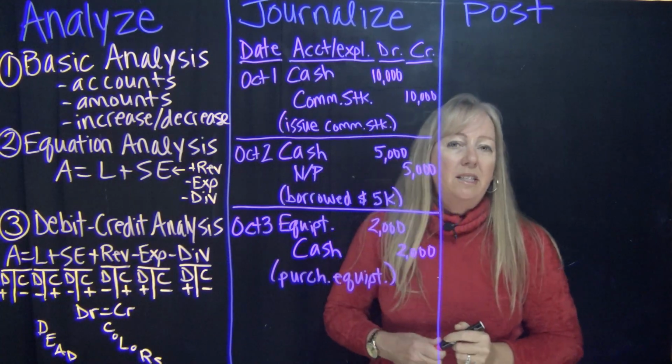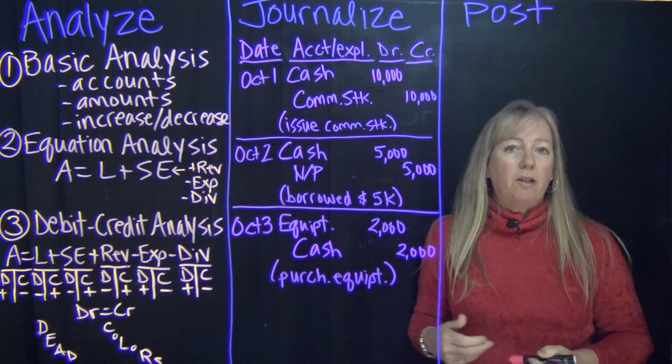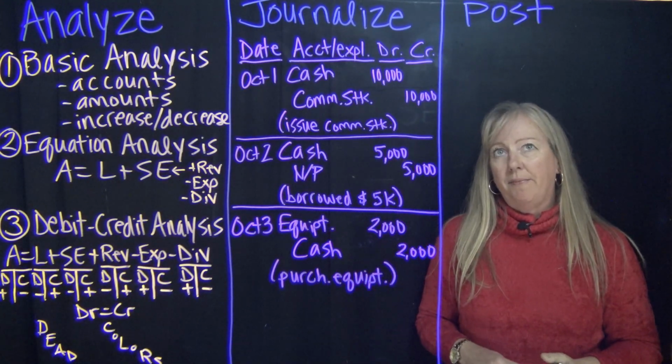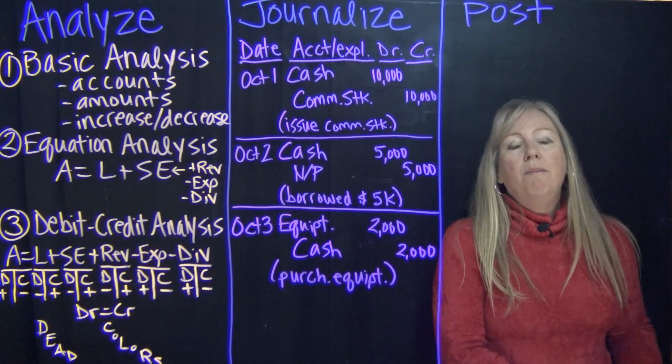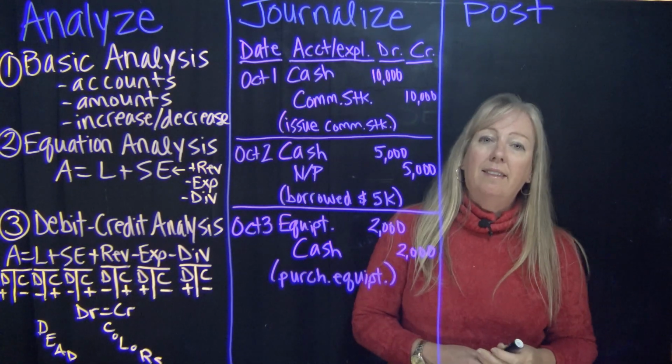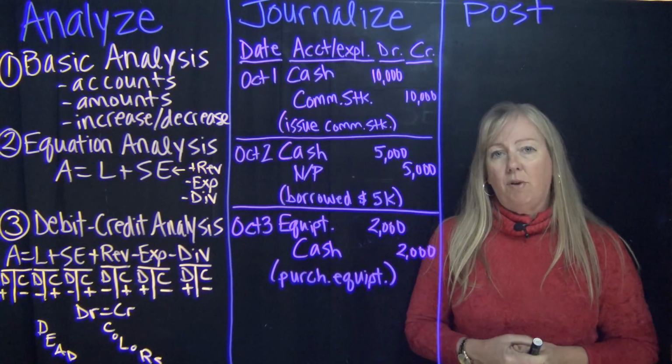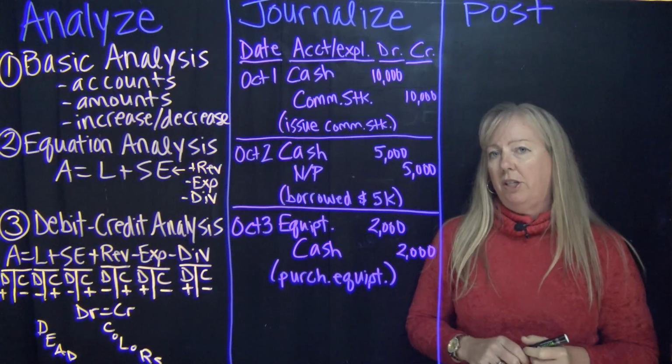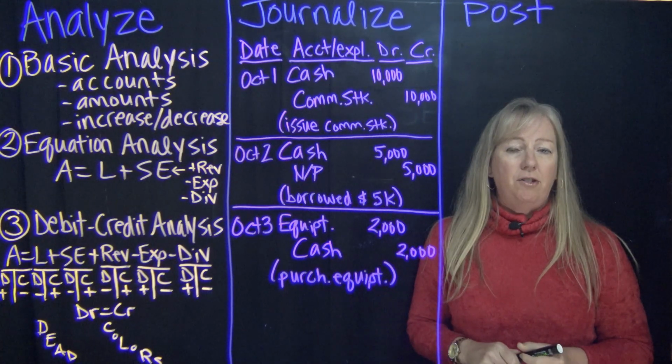So there's just 3 simple transactions, and now you can see what it looks like when we put it into a journal entry. Now we're going to post the transactions. Posting is going to be in the ledger. We're going to use T accounts to represent the ledger, which is just a small portion of the ledger. I'm going to go ahead and post all of these transactions.